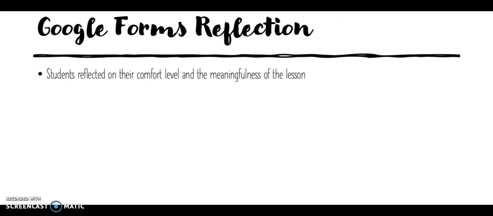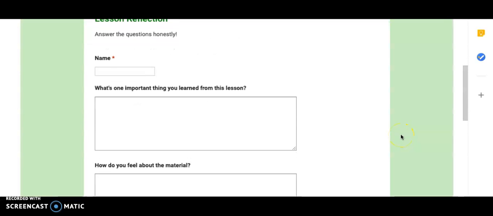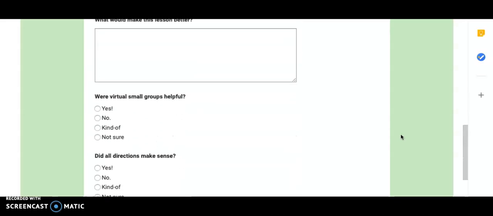The final part of this lesson was a Google Forms reflection where students reflected on their understanding and the lesson itself. Here's a copy of the lesson reflection form that students were sent to their GCPS email that they could answer and turn in to me.